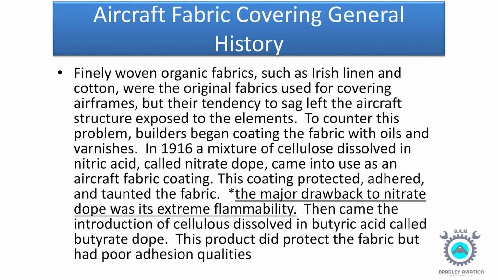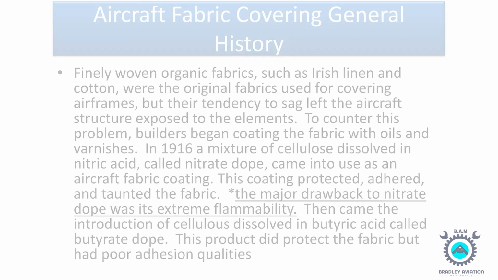In 1916, a mixture of cellulose dissolved in nitric acid, called nitrate dope, came into use as an aircraft fabric coating. This coating protected, adhered to, and tautened the fabric. The major drawback to nitrate dope was its extreme flammability. Then came the introduction of cellulose dissolved in butyric acid, called butyrate dope. This product did protect the fabric, but had poor adhesion qualities.